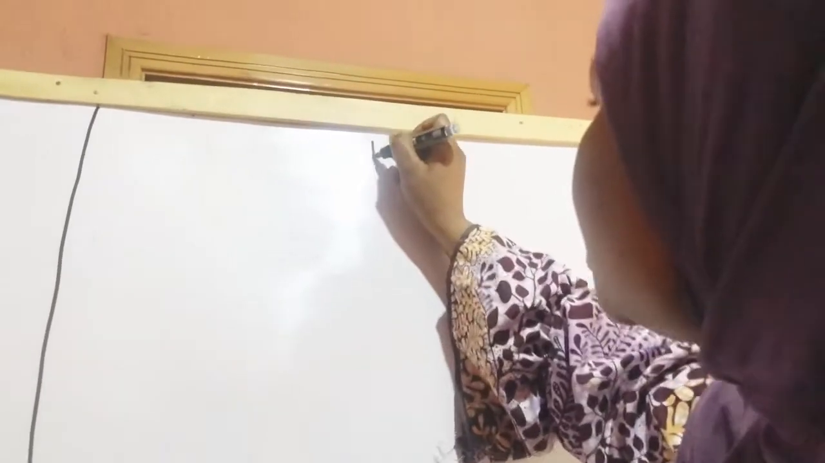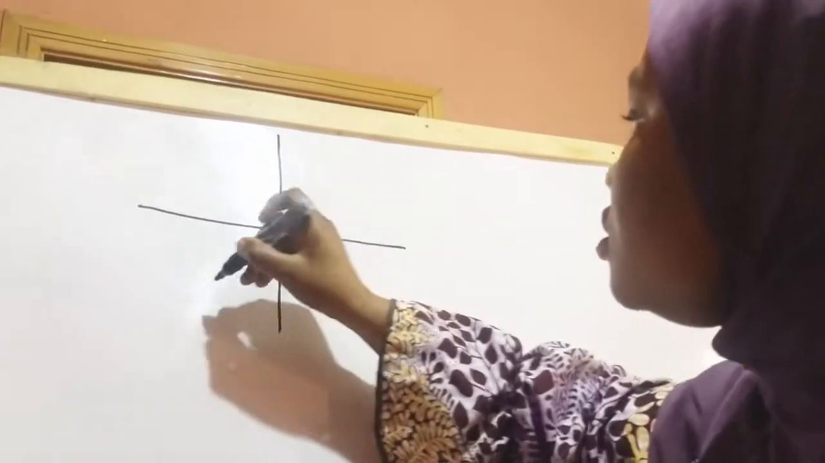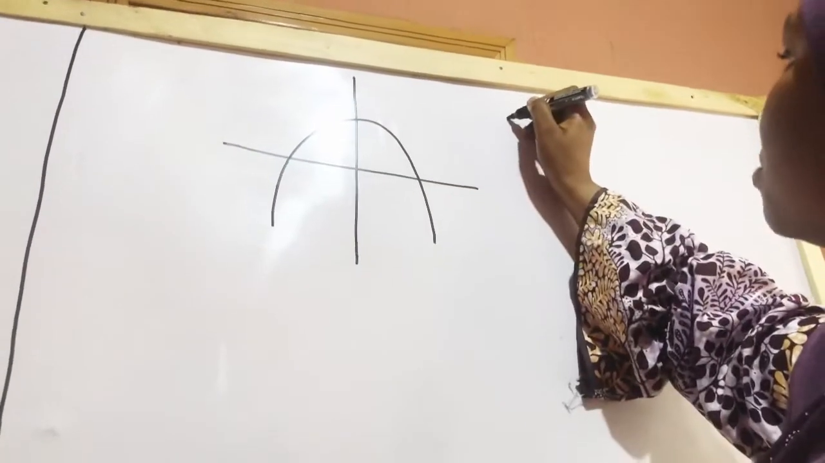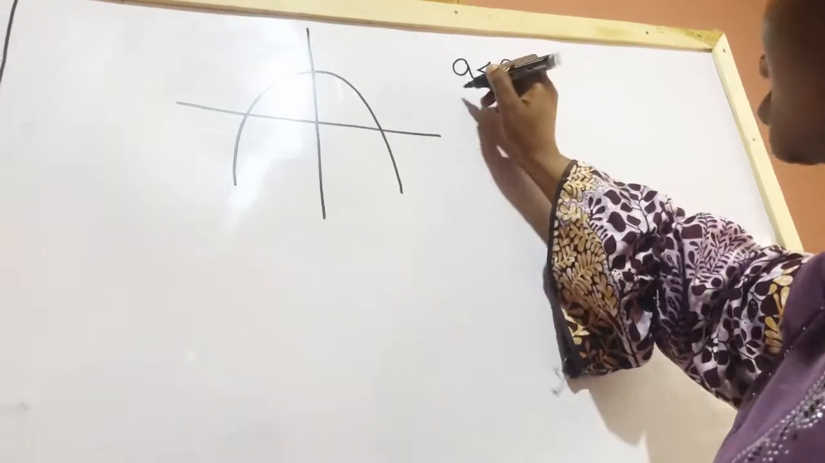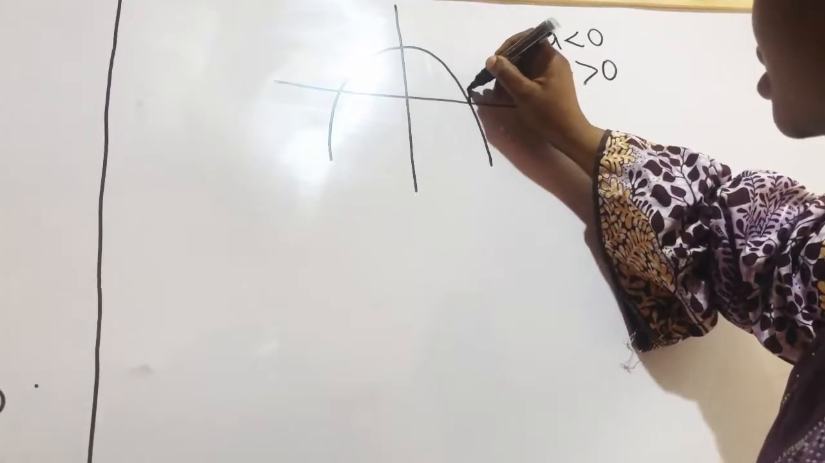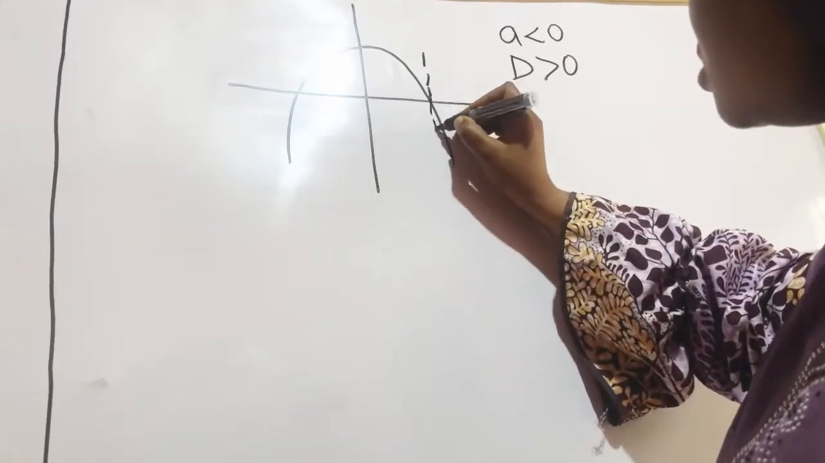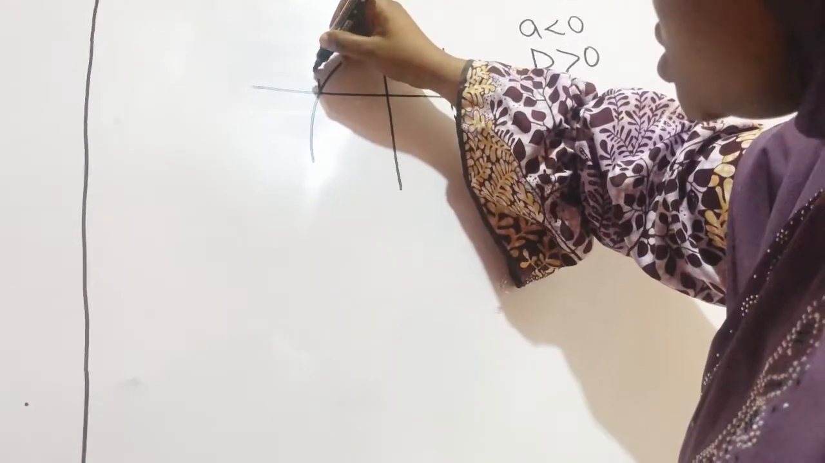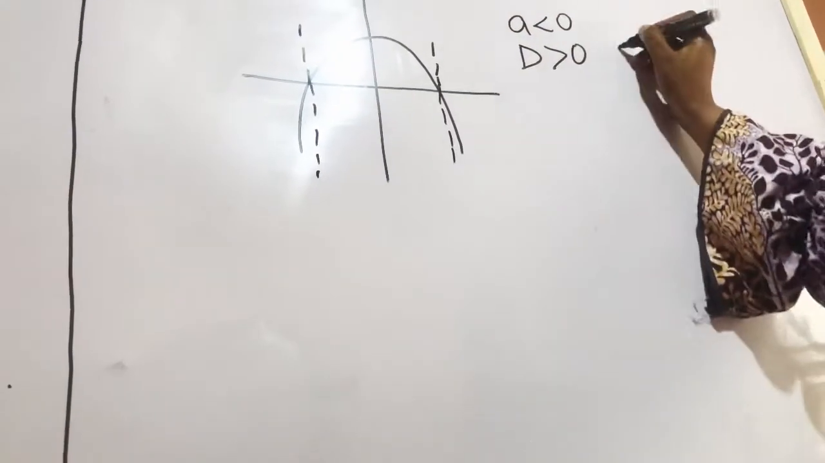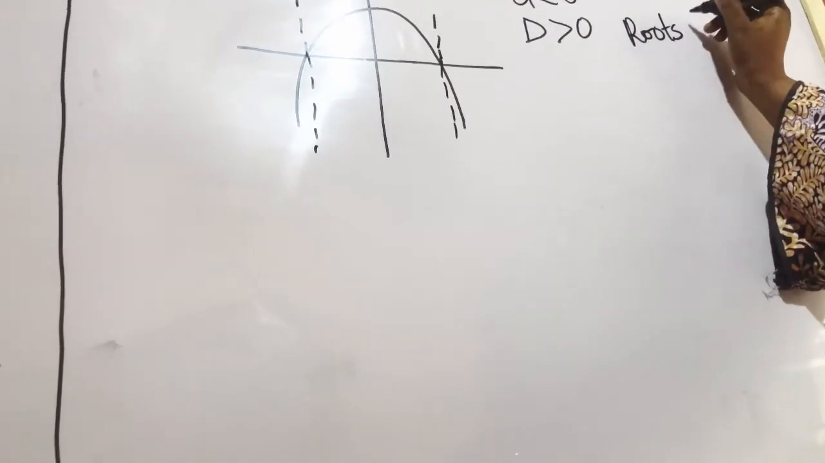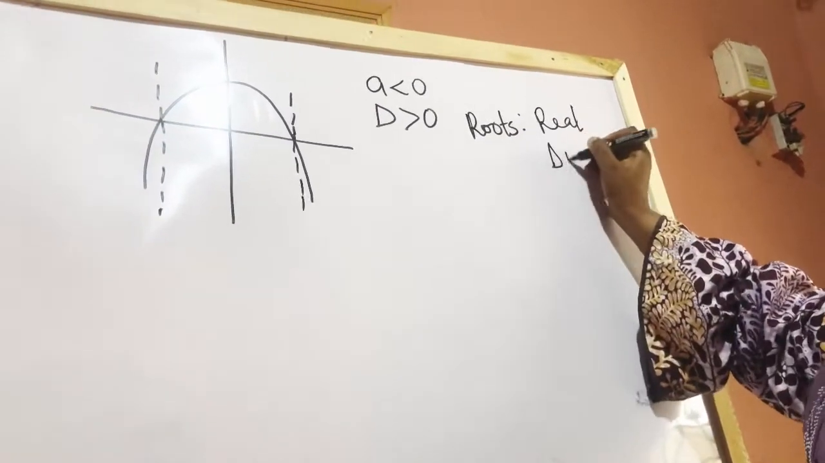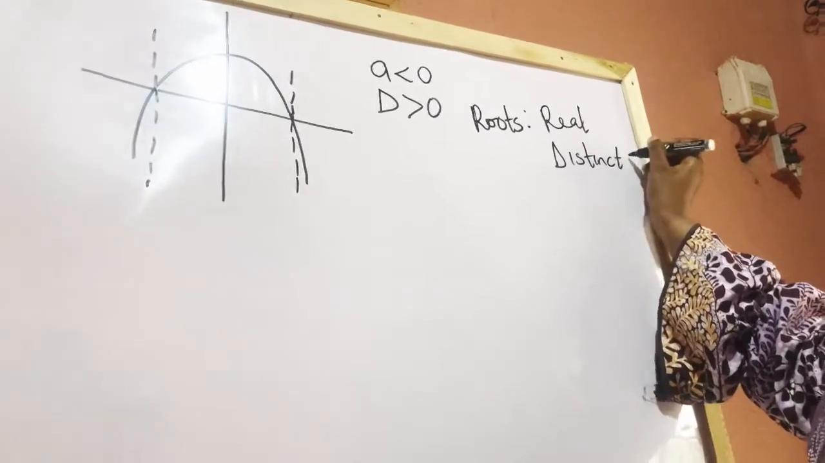Or the graph can look like this, where the U shape looks down. That means a is less than 0 and d is greater than 0, so it touches the x-axis at 2 points. So the nature of the roots here: the two roots are real numbers and distinct.